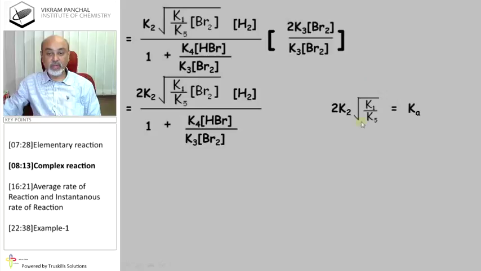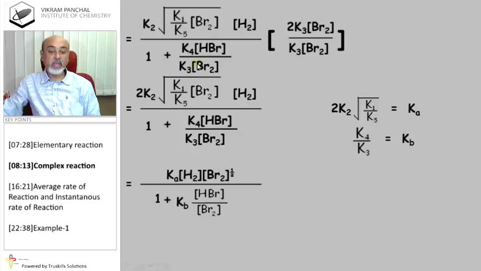And for this, if you take the constant Ka, then we can make it a simpler formula. And K4 upon K3 is equal to Kb. Then we have Ka H2 into Br2 raised to half upon 1 plus Kb into HBr upon Br2. So from this we can find out the order of this reaction, and it is a very complicated state.